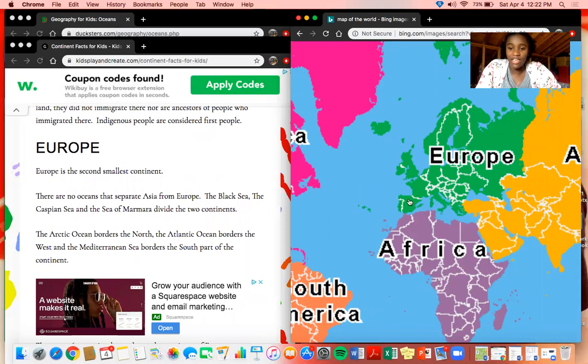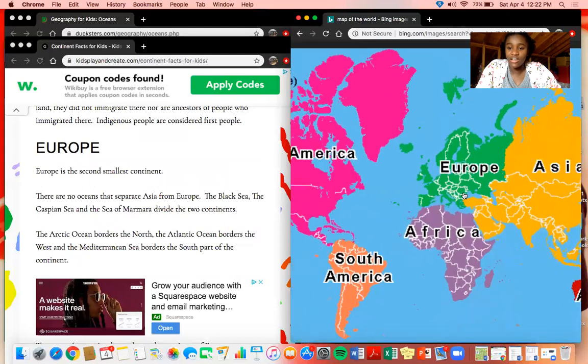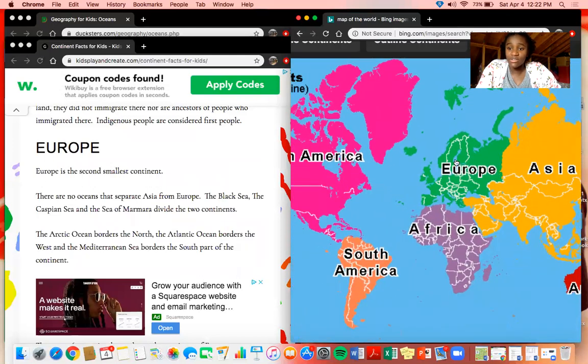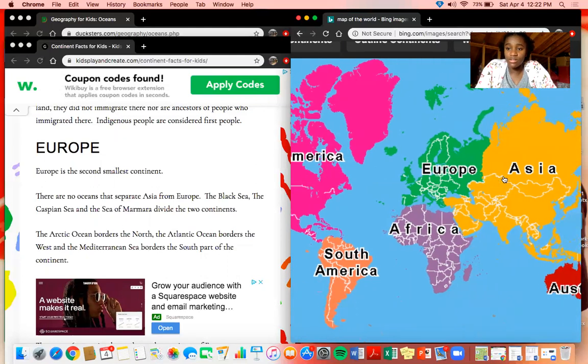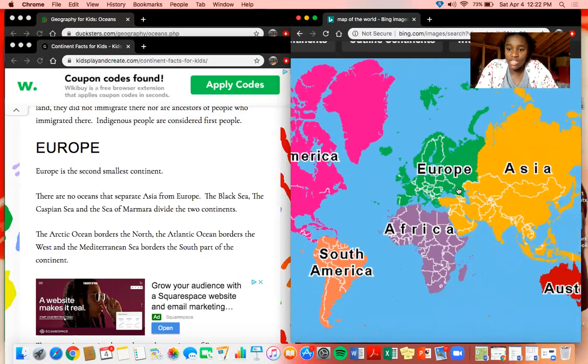We've got Spain right here. This is a country. This is a country. And like I said earlier, Russia kind of goes into Europe. You see this big portion right here? That's Europe. That is Russia right here, and it goes all the way through Asia.